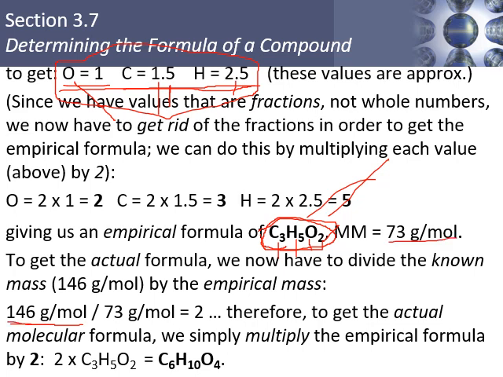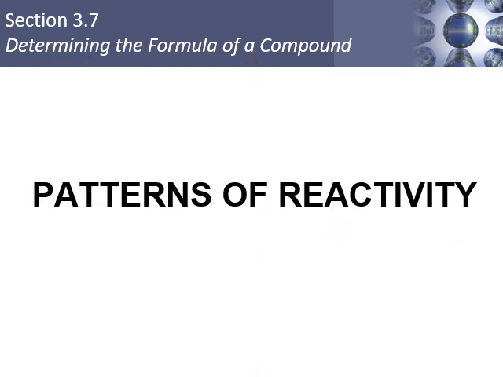It weighs 146. So in order to get the formula for the actual molecule, everything in here, the 3 and the 5 and the 2, all have to be multiplied by 2. Okay, so the C becomes 6, the H becomes 10, and the O becomes 4. So the answer to part B would be C6H10O4.